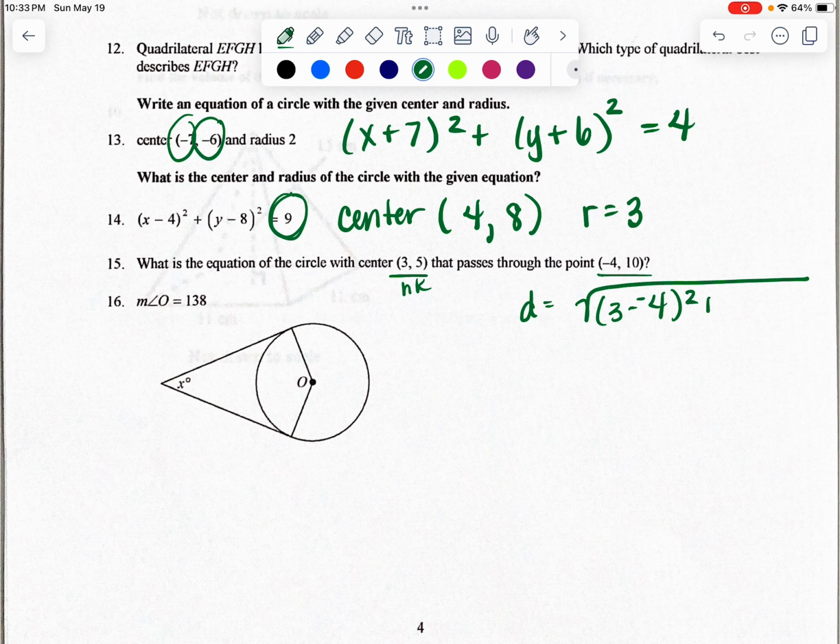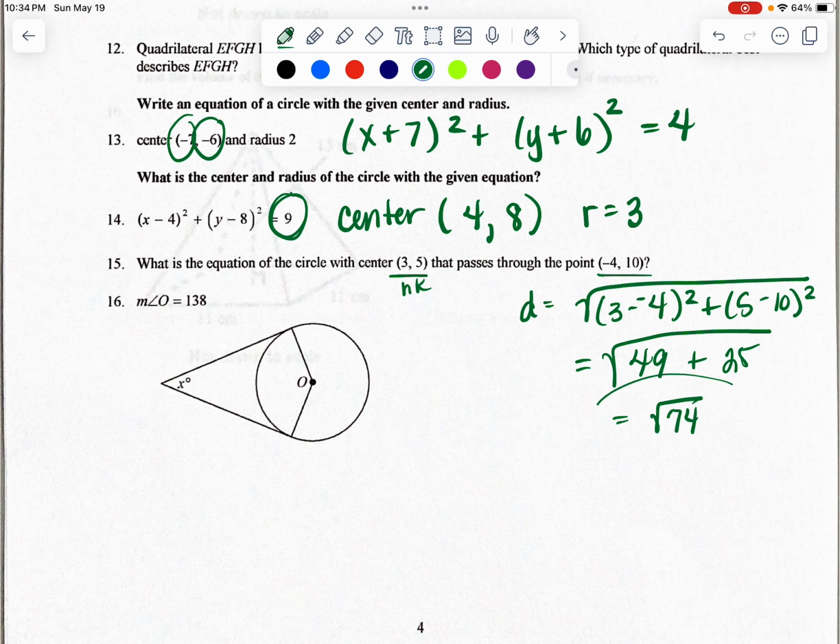3 minus negative 4 squared plus 5 minus 10 squared. It's going to be 7. That's what, 49 plus 25. The square root of 49 plus 25 is going to be your radius. So what is that, 74? Yeah. No, I said 74 and I didn't write it. Okay, so this is the radius.